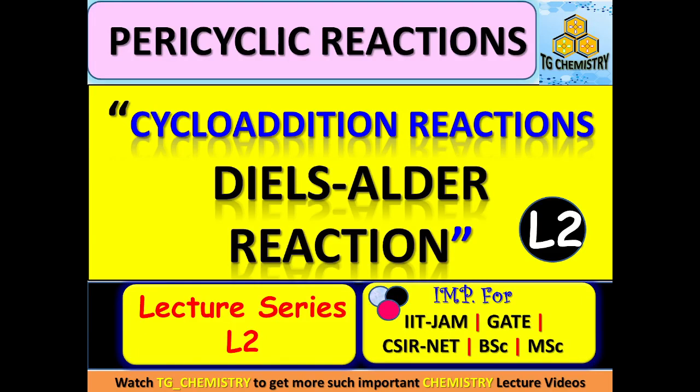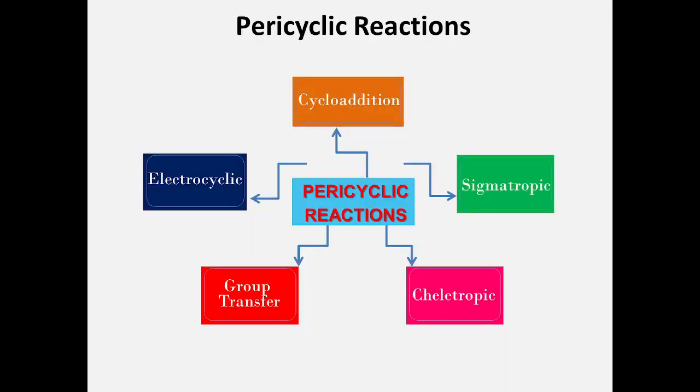Today we will talk further about the Diels-Alder reaction, which falls under the category of cycloaddition reactions of pericyclic reactions. This will be the second lecture of the lecture series on pericyclic reactions. As I said earlier in my video, pericyclic reactions incorporate several kinds of reactions by name: cycloaddition reactions, electrocyclic reactions, sigmatropic reactions, group transfer reactions, and cheletropic reactions.